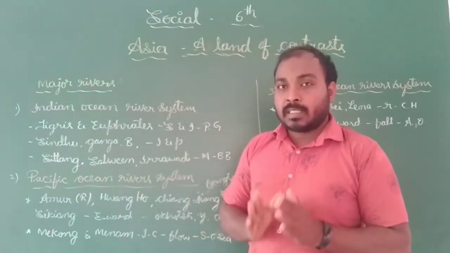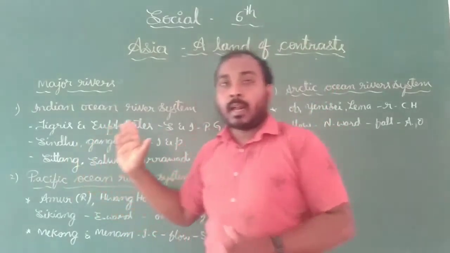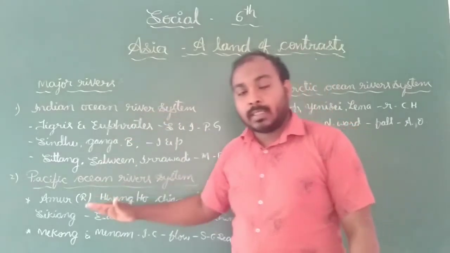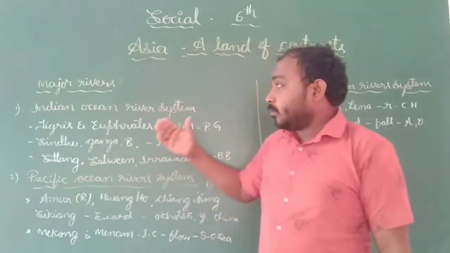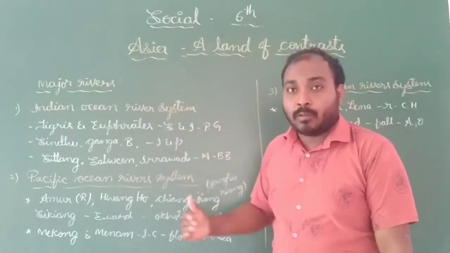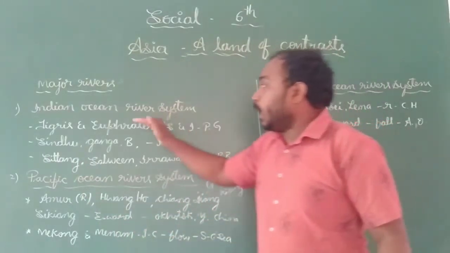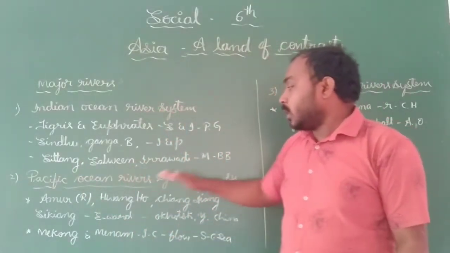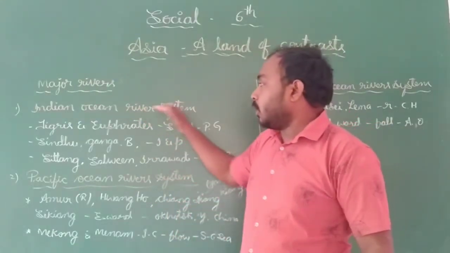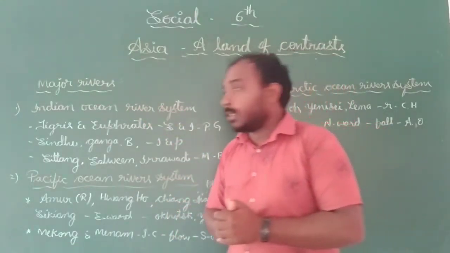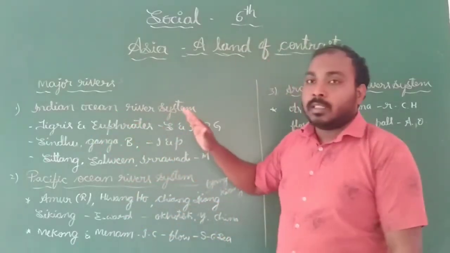With the presence of these important oceans and n number of mountain ranges, there are n number of rivers. This major river system is divided into three parts: the Indian Ocean river system, the Pacific Ocean river system, and the Arctic Ocean river system. Let us see the Indian Ocean river system first. The important rivers found here are the Tigris and Euphrates.